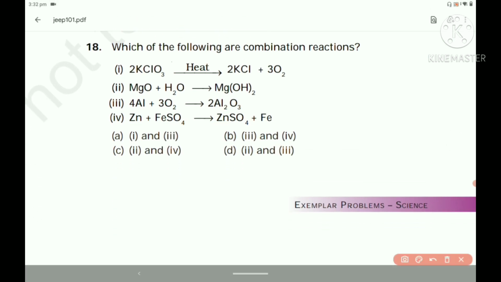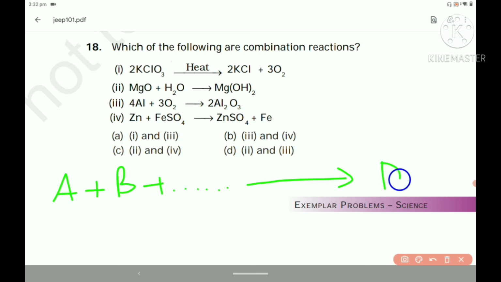Lastly, which one of the following are combination reactions? In combination reactions, more than one reactant, however many, will combine to give one particular product. So the reactants should be more than one, of course. If only one reactant is involved, then it will be a decomposition reaction. So let's see which is a combination reaction.